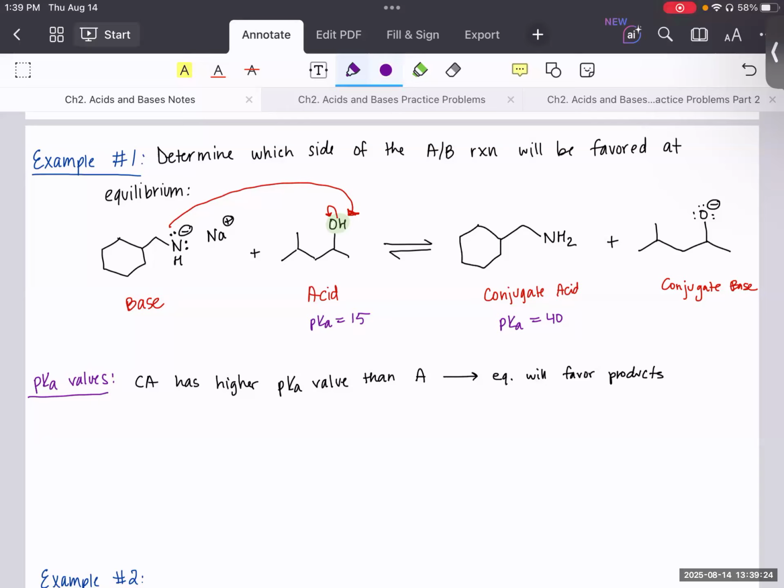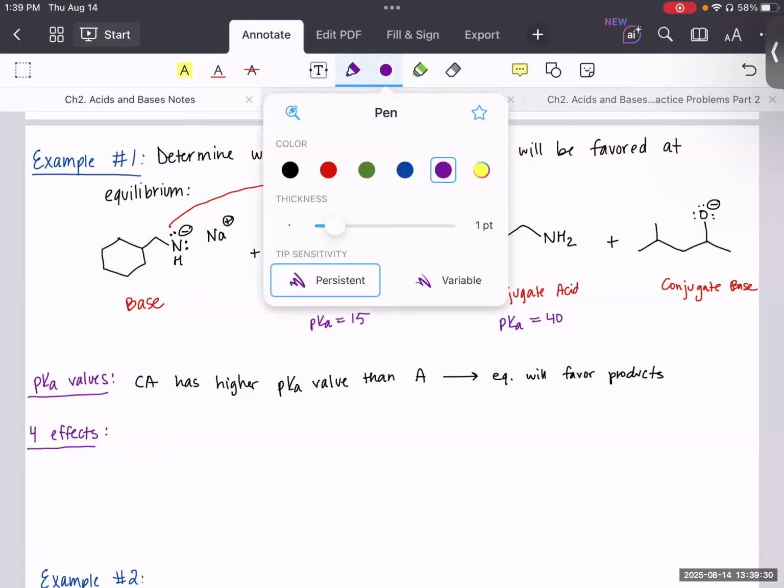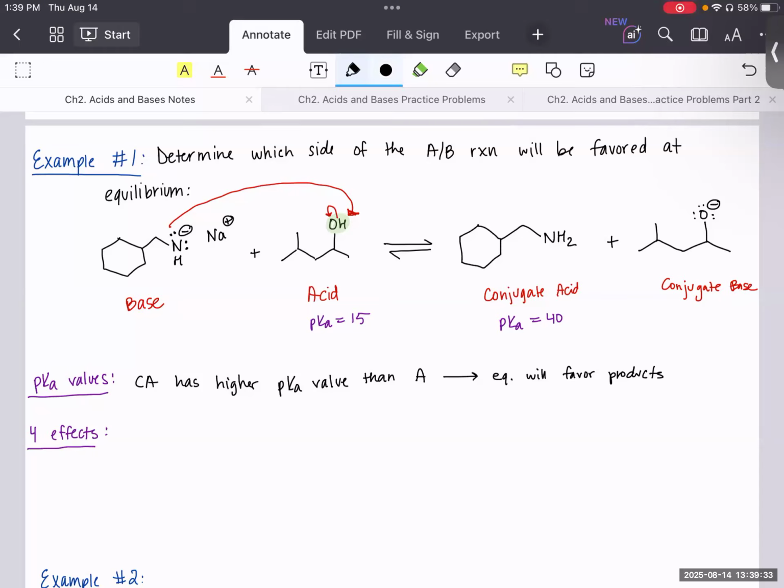Now let's do the 4 effects method. So for this, we want to identify the base and the conjugate base. And so what we notice is that in the starting material, the main difference between these two bases is that on the reactant side, we have a negative charge on a nitrogen, and on the product side, we have a negative charge on an oxygen. And so based off of the element effect, we know that this one is going to be more stable.